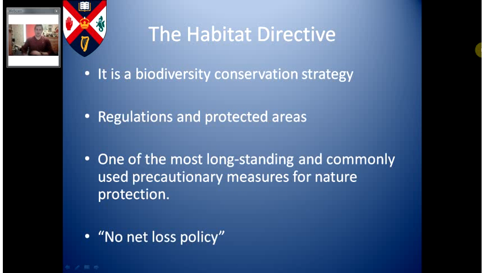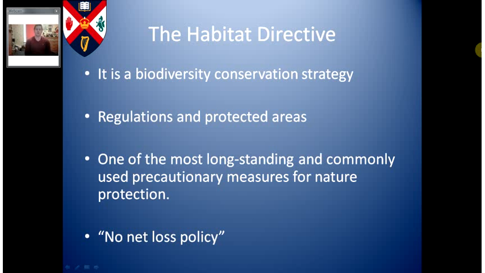It's a biodiversity conservation strategy based on regulations and protected areas. It's one of the most long-standing and commonly used precautionary measures for nature protection. However, it's not without criticism. A lot of criticism lies towards it being very, very costly and insufficient and inefficient throughout different areas of the EU.